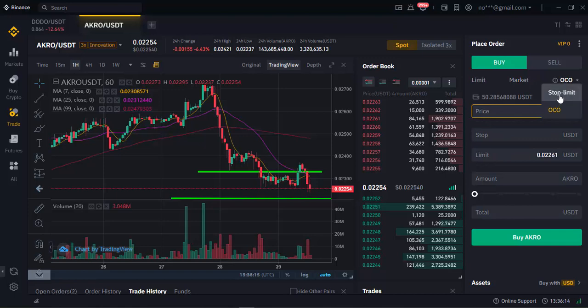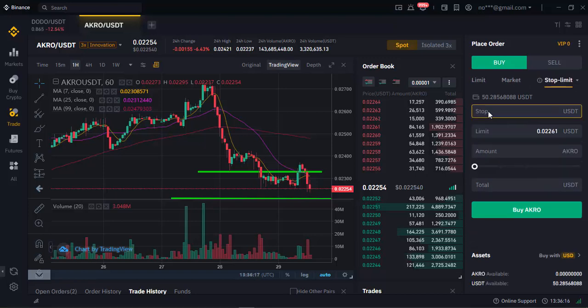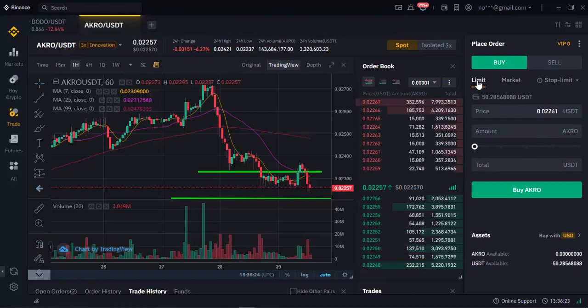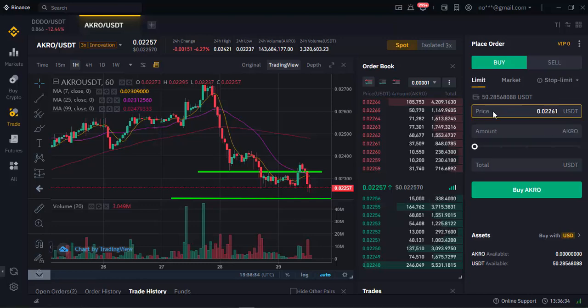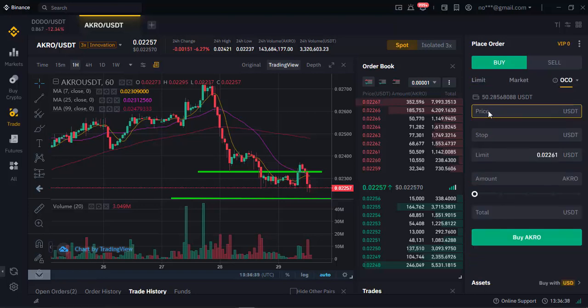Because when you click on the stop limit, you see that the stop limit has what? Two prices, which is the stop, the trigger price, and also the limit price. And when you look at the limit price, it has only what? The price. So you combine this limit and this stop limit to give you what? OCO. This is the limit, and this particular one is the stop limit. So we are combining these two.